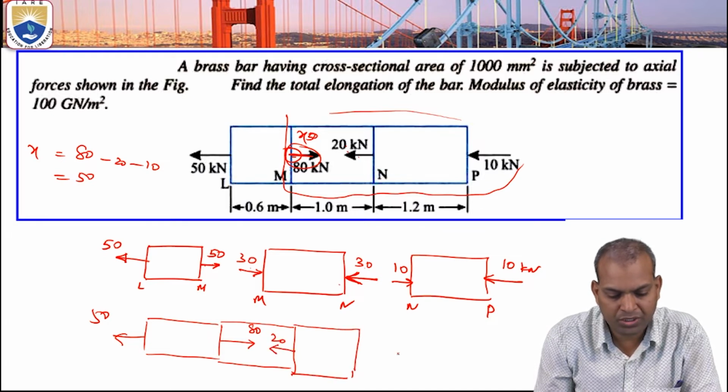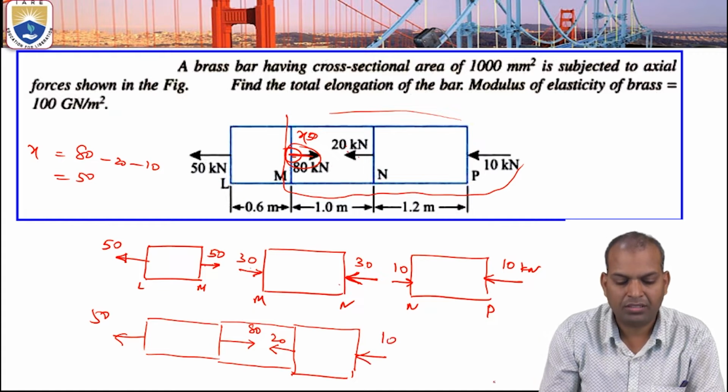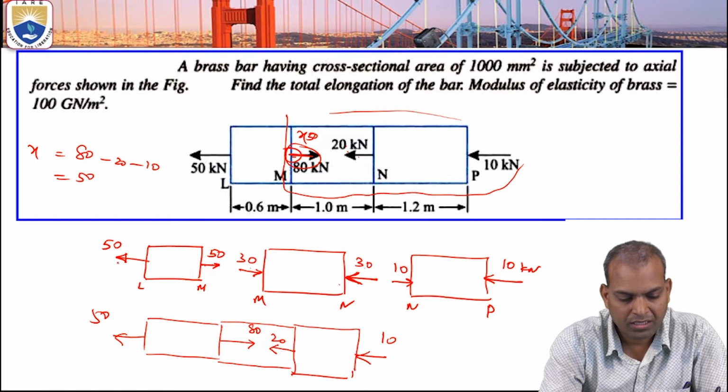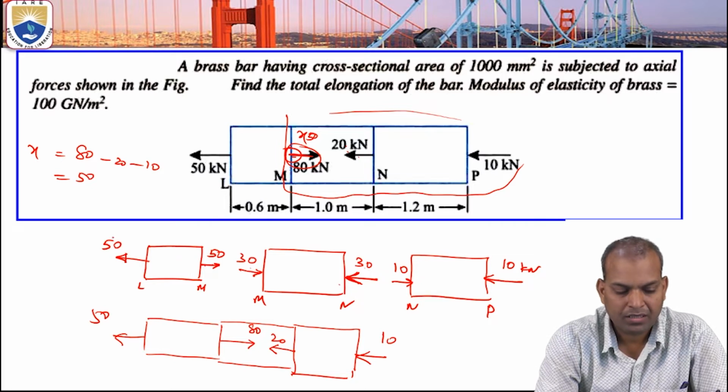Then, what is the last section? That is the 10 kilonewtons. So, whatever we resolved here, it is the same. Now we got it. It is 50. 50 is pulling in that direction.